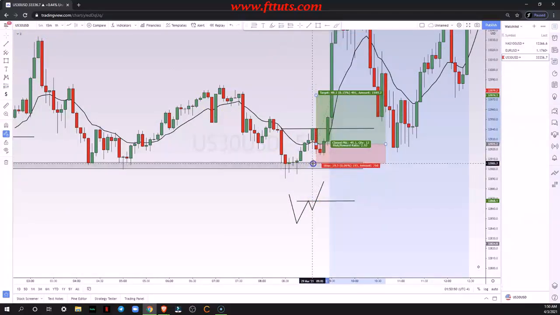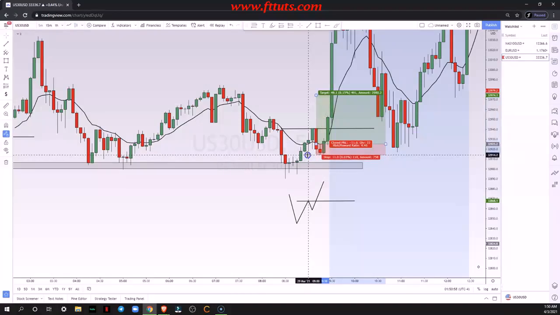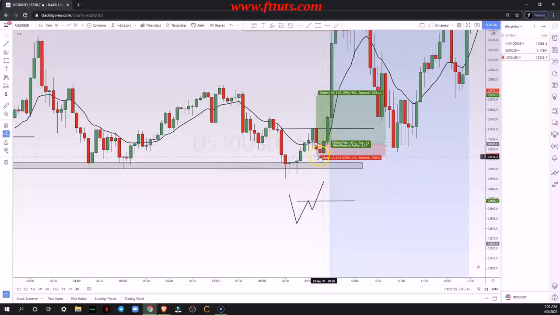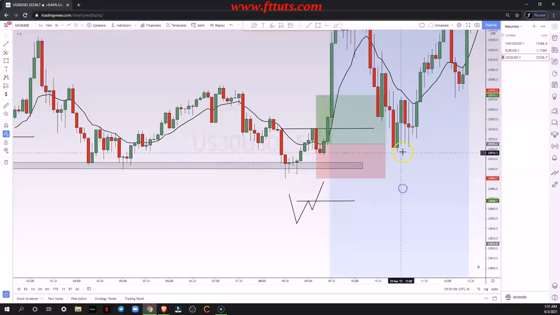Now, honestly, if you want to be safe, have your stop loss above that first entry. But if you want to be risky, you can have it under here. It's really up to you. It's just really risky, okay? If you want to be safe about it, have your stop loss under here, okay?